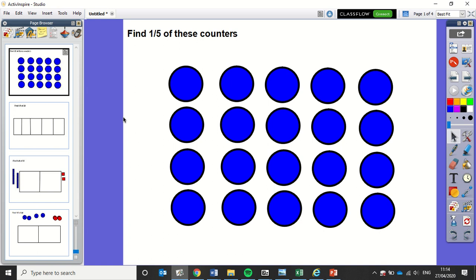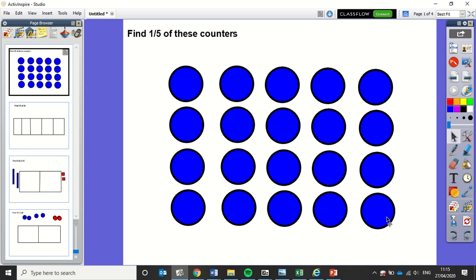Okay, so let's begin. Now, the first type of question you're going to find today is find a fifth of these counters. You'll be given a load of counters and you'll be asked to find a fraction of them. Now, what I like to do is see how many counters there are altogether first. So I'm going to check. I need 1, 2, 3, 4, 5 in a row. So let's do 5 times table now. 5, 10, 15, 20. So there's 20 counters altogether.